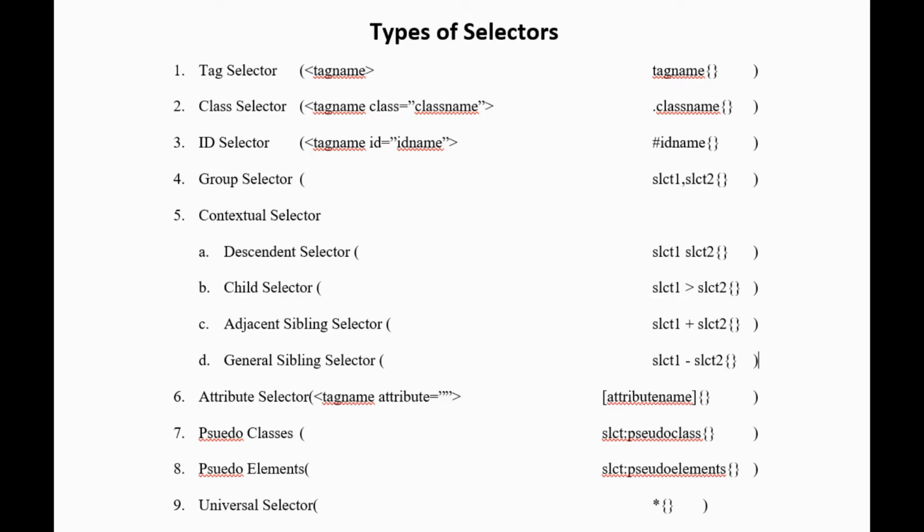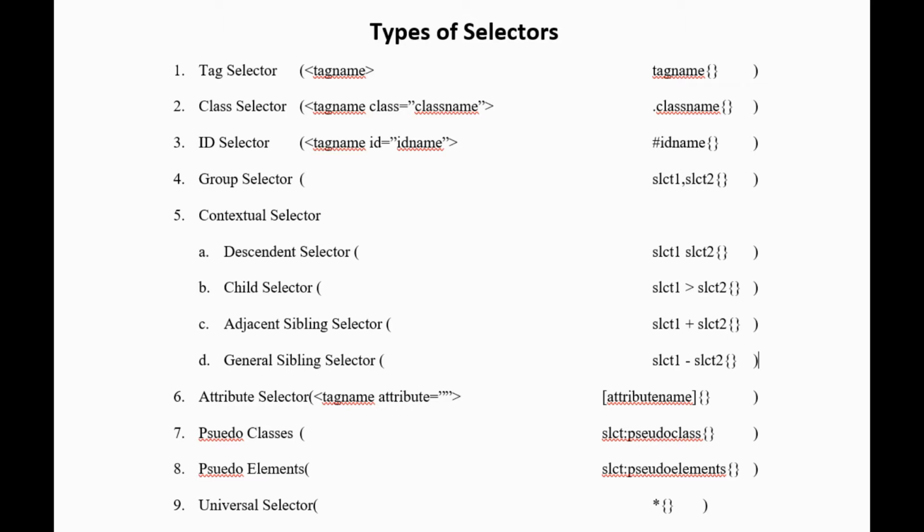So first selector is tag selector, second is class selector, third is ID selector, fourth is group selector. And then we have descendant selector, child selector, adjacent sibling selector, general sibling selector, attribute selector, pseudo classes and pseudo elements, then the universal selector.